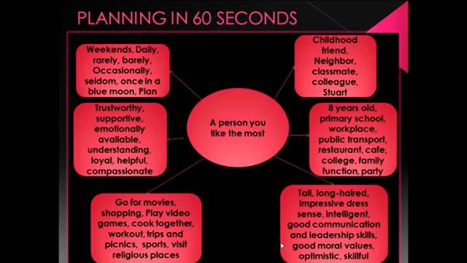Let's see what we have here. Tall, okay, the person का physical appearance is being talked about. Long haired, impressive dress sense. यहाँ तक physical appearance है, then they are going on to their personality traits like intelligent, good communication and leadership skills, good moral values, optimistic. Optimistic means very positive person. Skillful means talented. So these are the characteristics of a person, and you can go on and on with that.